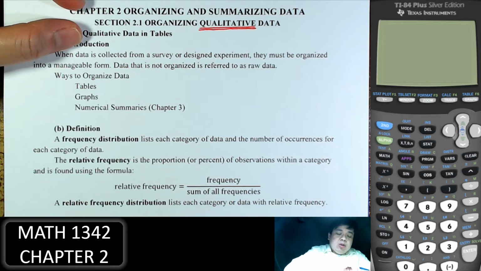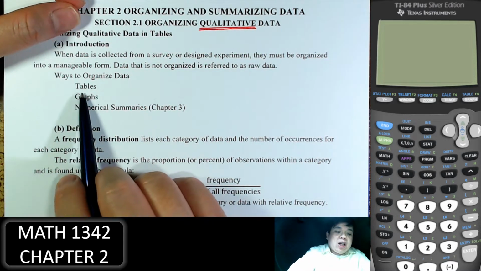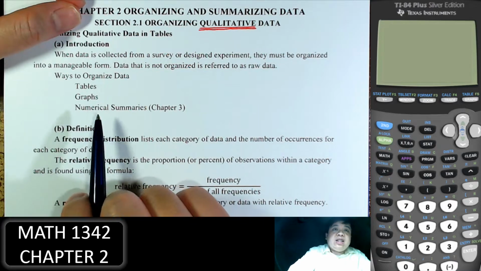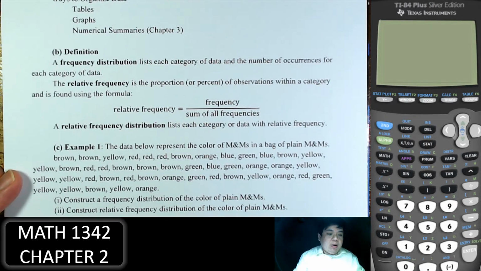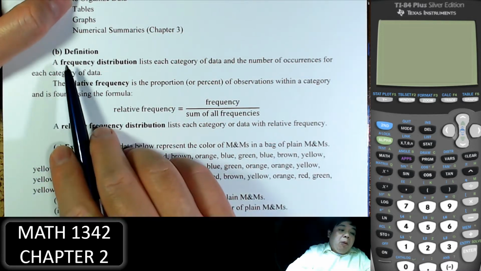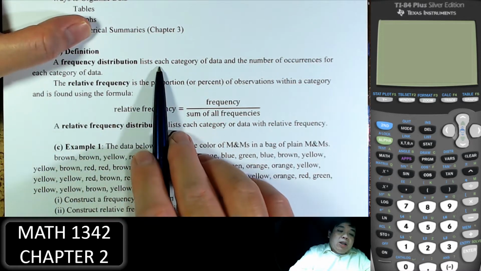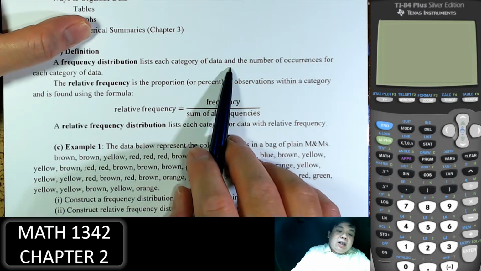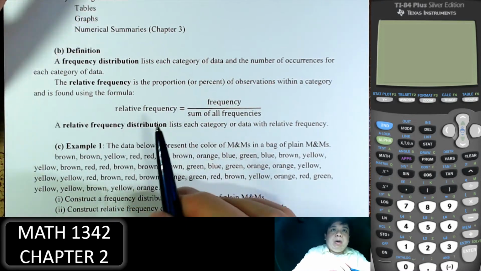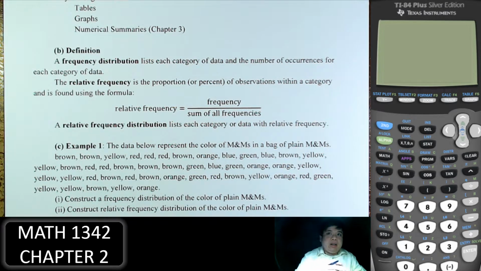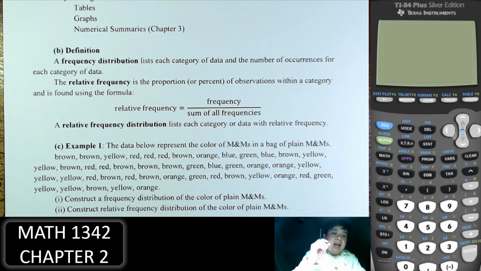The way to organize them is we can use a table or graphs, or in the next section we'll talk about numerical summaries. Some definitions: a frequency distribution lists each category of the data and the number of occurrences for each category. So pretty much we count, we list how many types we have and how many we have for each type.